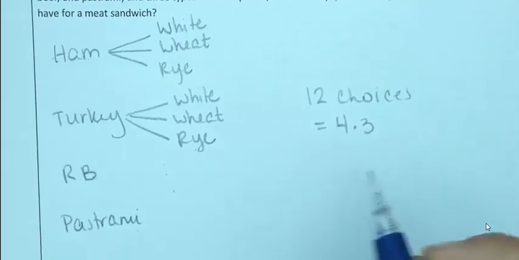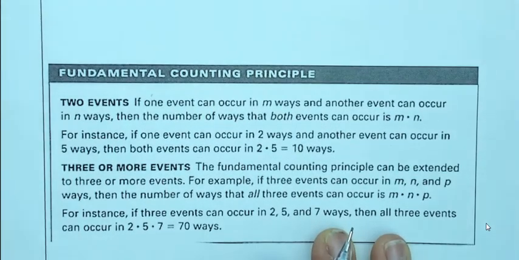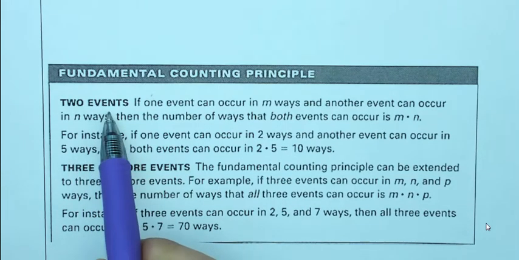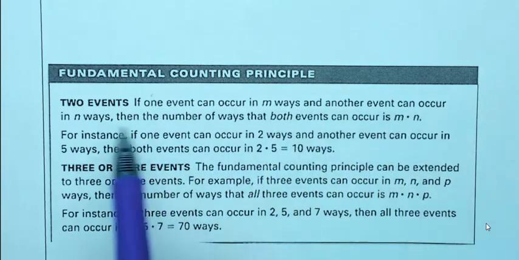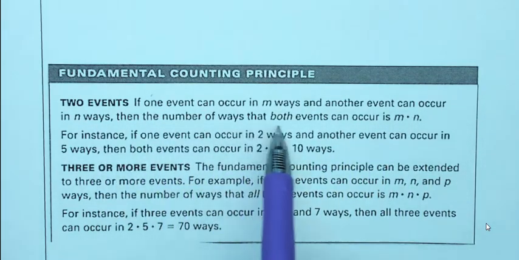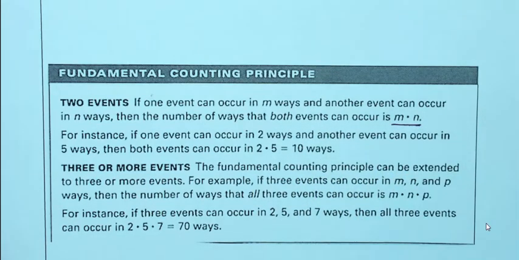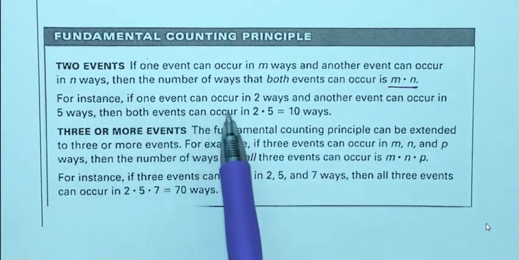And this leads us right into the fundamental counting principle, which is down here. So I don't have my highlighter with me, but that's okay. I'll use a purple pen. So if you have 2 events, if one event can occur in m ways and another event can occur in n ways, then the number of ways that both events can occur is m times n, which is what we just did. And that will remain true. And there's an example here.